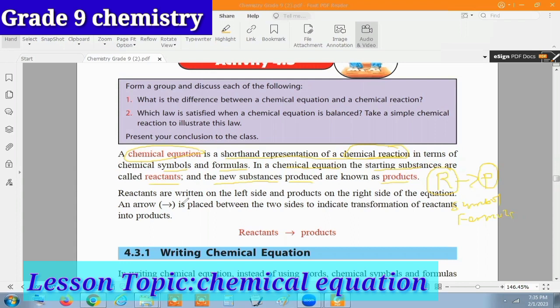And the new substances are called the products. Now, reactants are written on the left-hand side, and the products are written on the right-hand side of the equation.